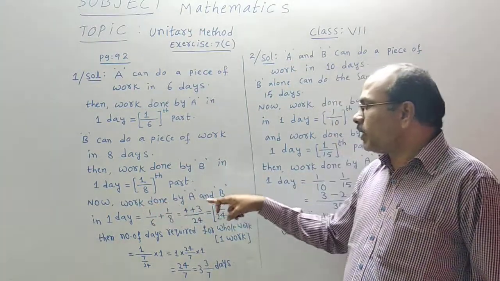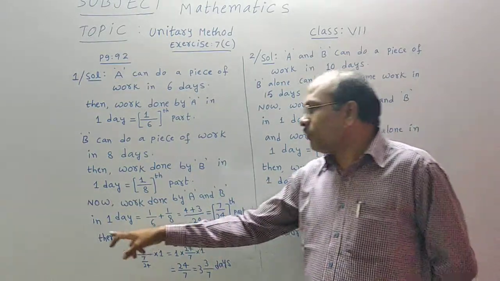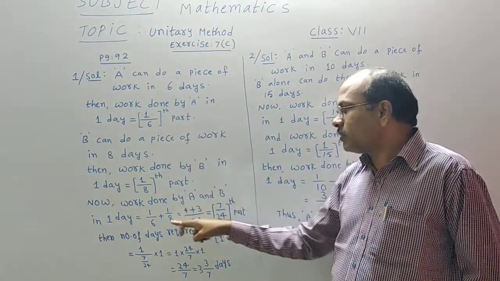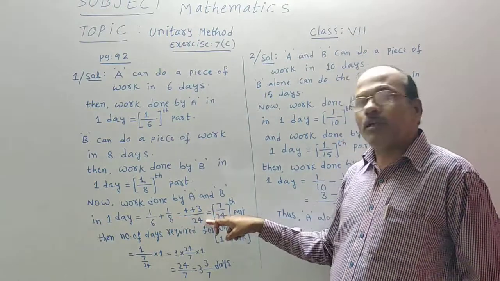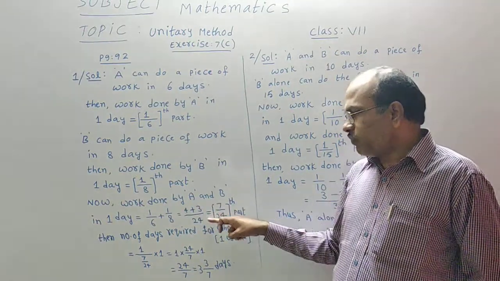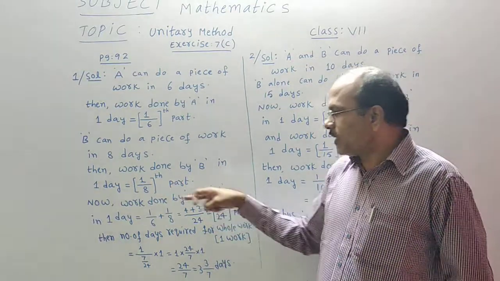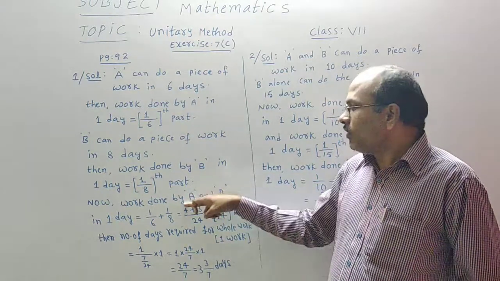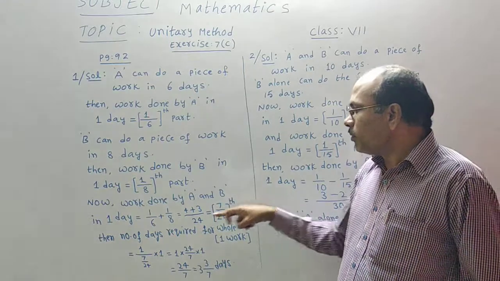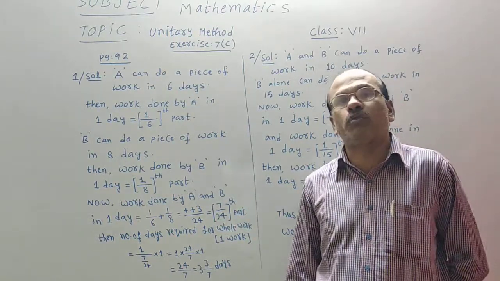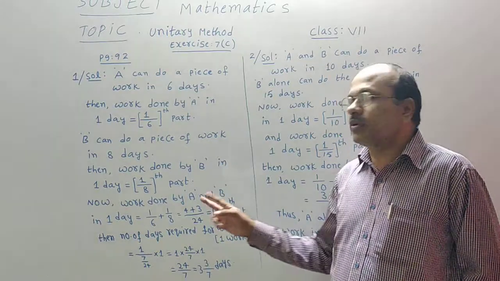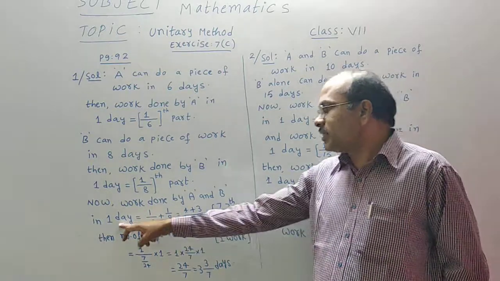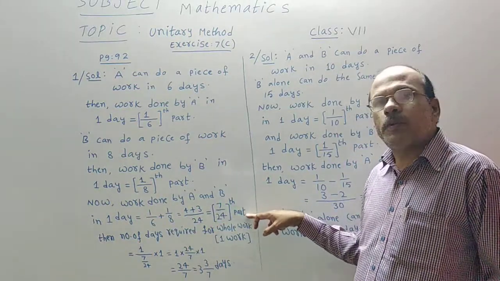Afterwards, the work done by the persons A and B together in 1 day is 1/6 part plus 1/8 part. I have to add 6 and 8. LCM is 24. 6 fours are 24, 4 ones are 4. Plus 8 threes are 24, 3 ones are 3. 4 plus 3 gives you 7/24. 7/24th part of the work A and B together can finish in 1 day of time.